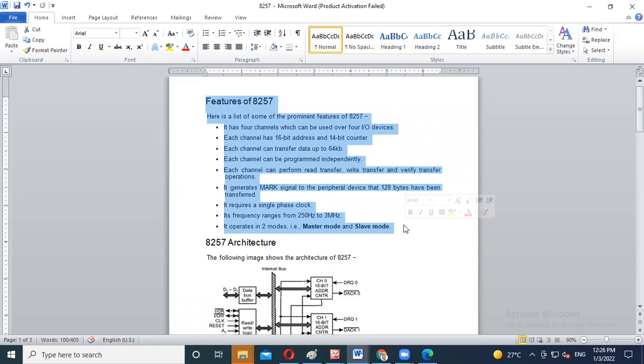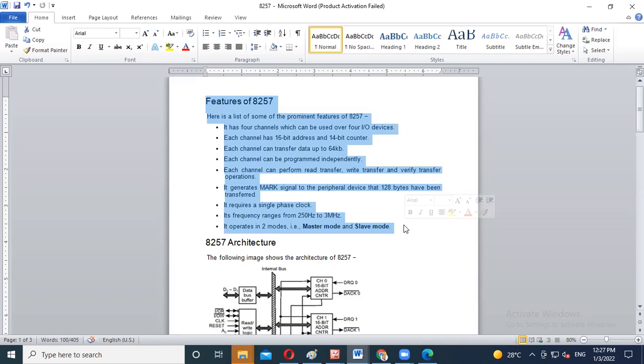One more main feature is that it supports 16-bit address lines, that is a 16-bit address bus, and totally 14-bit counters are supported. The previous one supports only 4-bit counters, but this 8257 supports 14-bit counters and 16-bit address lines in the data bus. That is the main feature. And one more main feature is that it handles 64 kilobytes, not bytes. It means 64,000 bytes transferred at a time. So it is capable of more transferring capacity, that is 64 KB. That is the third main feature.